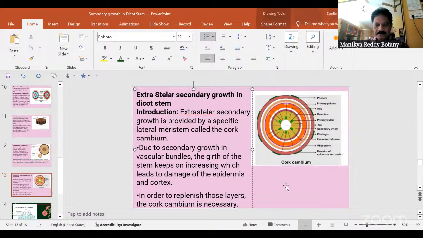from outer cortex. Some of the outer cortical cells become meristematic. They become active and start dividing. They regain the capacity of cell division, and they form tissues towards the inside of the cork cambium and outside of the cork cambium. See here, this image is very small. You can see the outside.